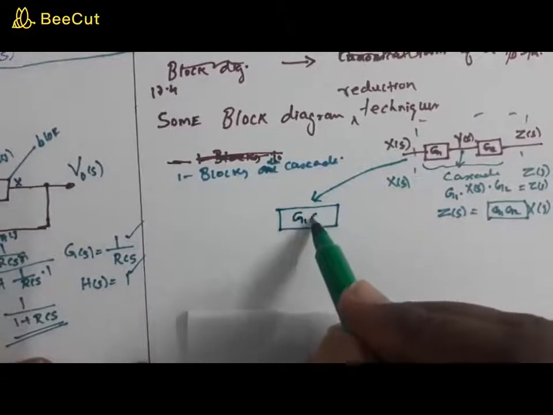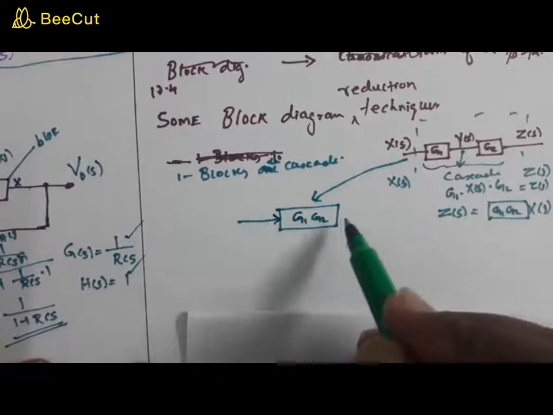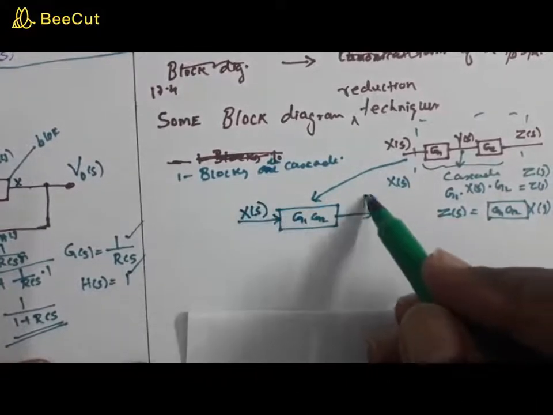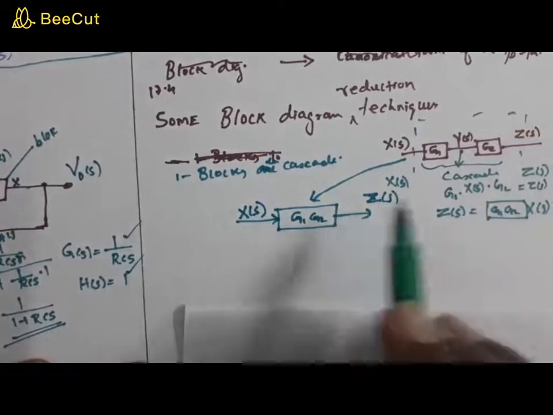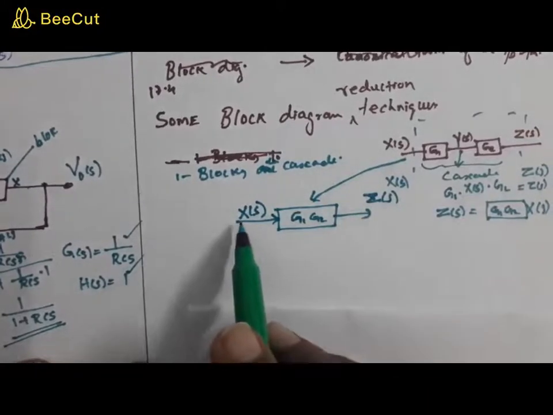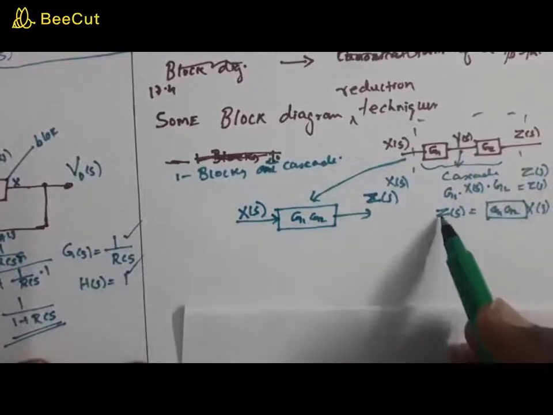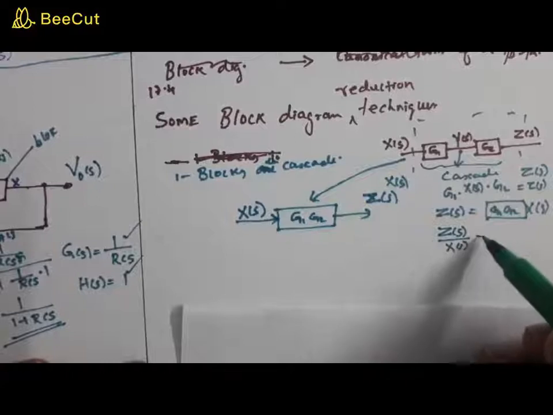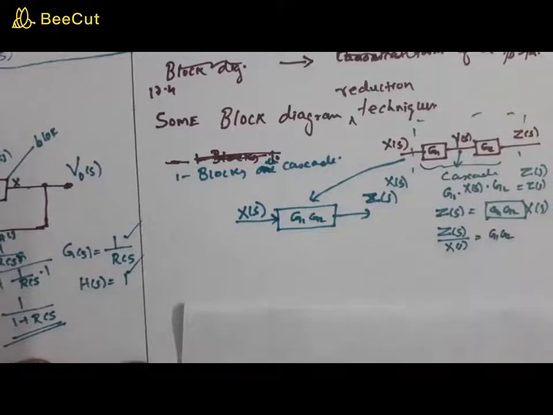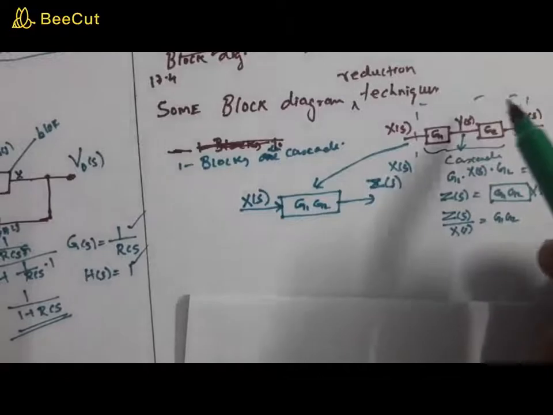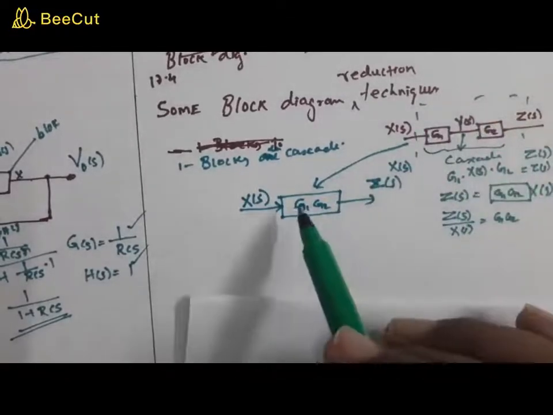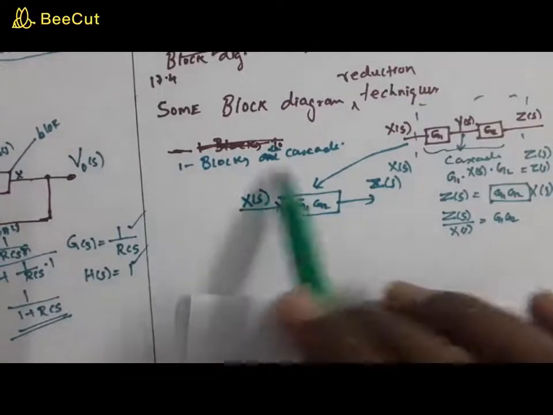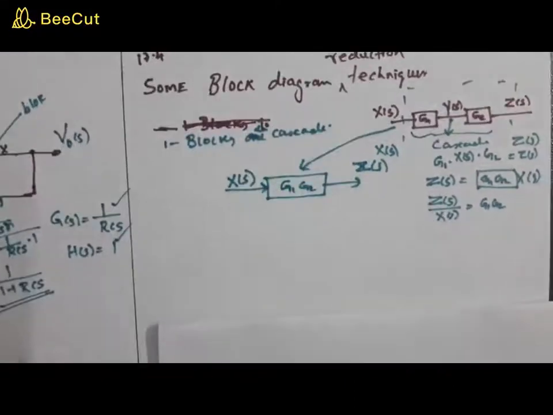As g1, g2, showing the overall input and the overall output at this. So what is the transfer function of this? This is z by x of s, so from this you can find out the transfer function, that is equal to g1, g2, right? So in a particular block diagram, if you come across this scenario, you can simply replace that by a single block as g1 into g2, and that scenario we call as the block in cascade.